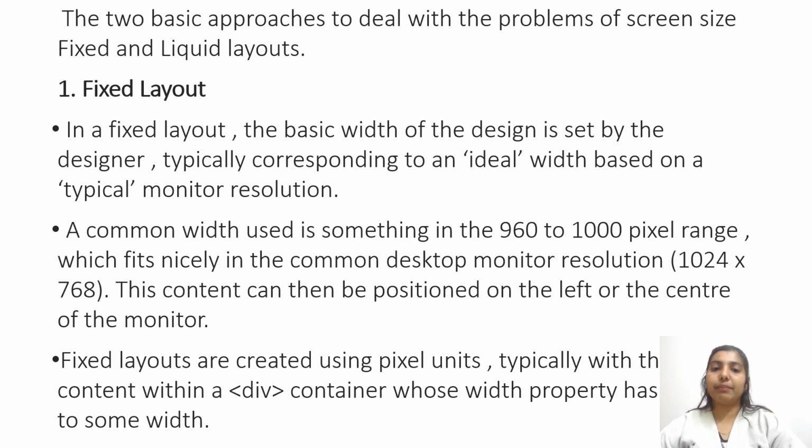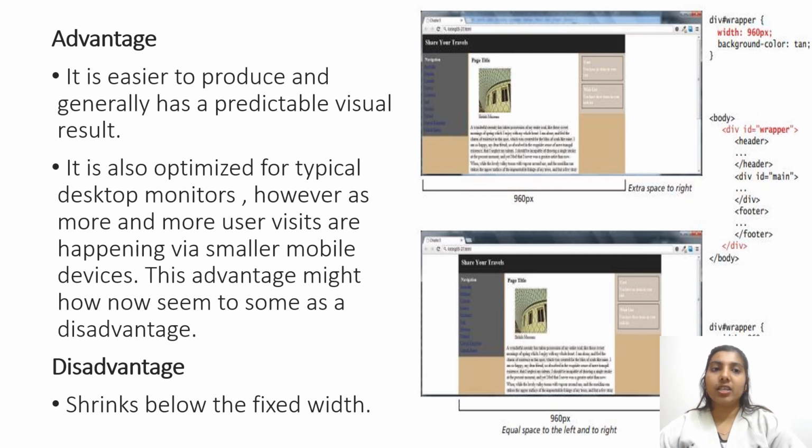This content can be positioned on the left or the center of the monitor. Fixed layouts are created using pixel units, typically with the content within a division container whose width property is set to some width. Advantage: it is easier to produce and generally has a predictable visual result. It is also optimized for typical desktop monitors. However, as more and more user visits happen via small mobile devices, this advantage might now seem to have some disadvantage. Disadvantages: shrinks below the fixed width.